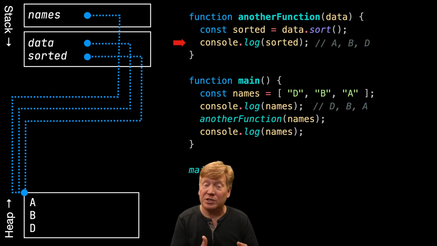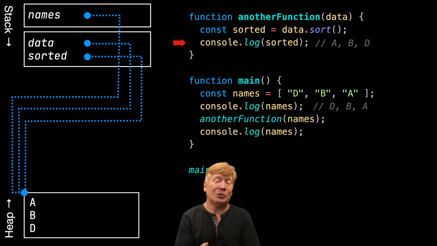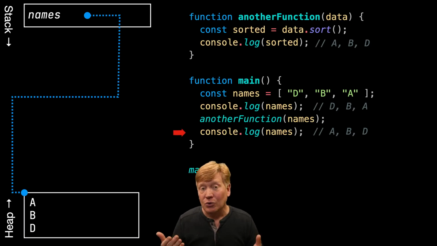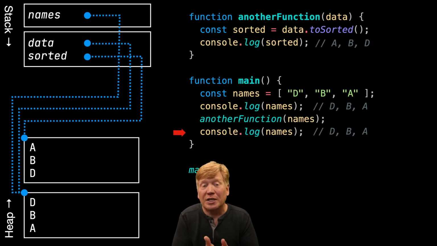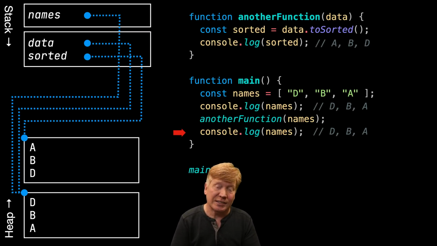Another function then sorts the array in place. So now the array has ABD. Uh-oh. So we console log that out, and then we return back to the main function that then console logs out ABD. Now, it's still expecting this to have the same values, but it doesn't because they've been sorted in place. So that's not great.